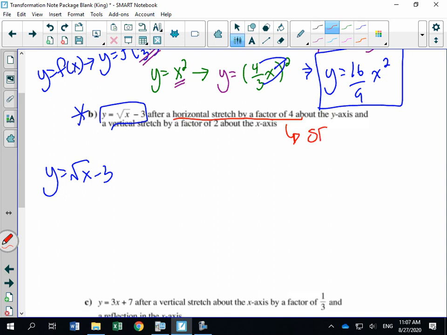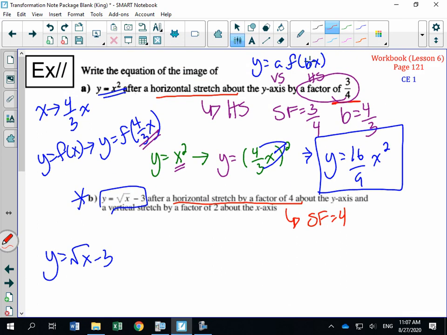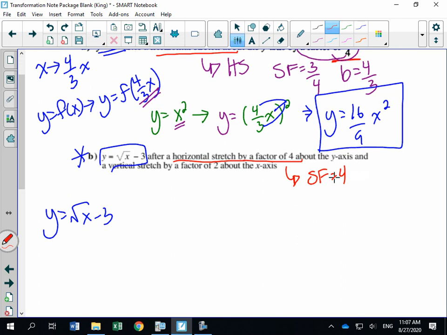So stretch factor is equal to 4. If it's horizontal, so if we go back up here, horizontal is our b value. So if our stretch factor is 4, what's our b value? B is 1/4. Okay, this is replacing x, right? So our replacement is going to be x with 1/4 x. I'm going to take that x out and I'm going to put in 1/4 x.